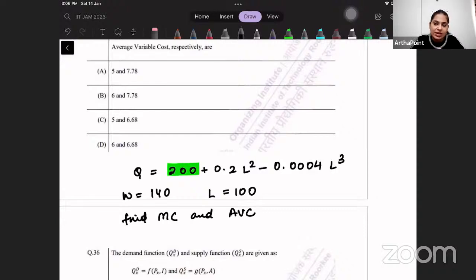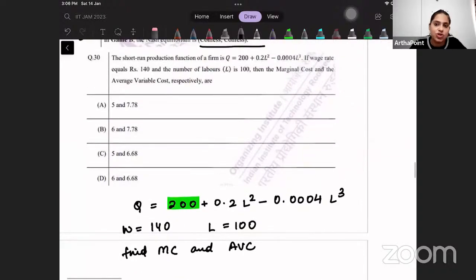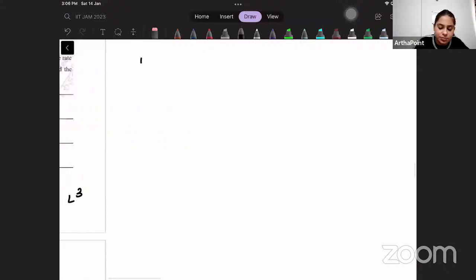Okay, let us first begin by finding marginal cost. To do that, I want to use a very, very simple formula. Each individual is paid money according to his marginal product. So W by P, the real wage that any individual gets, is equal to the marginal product, so that should be equal to MP.